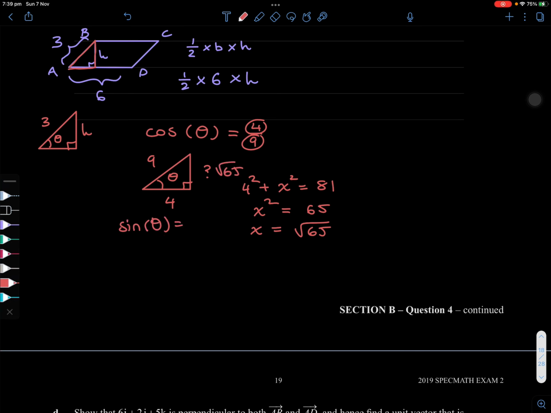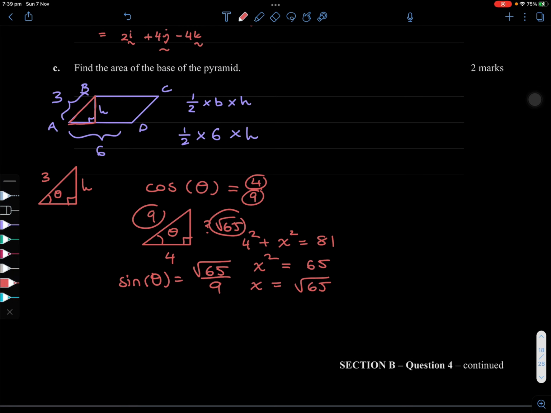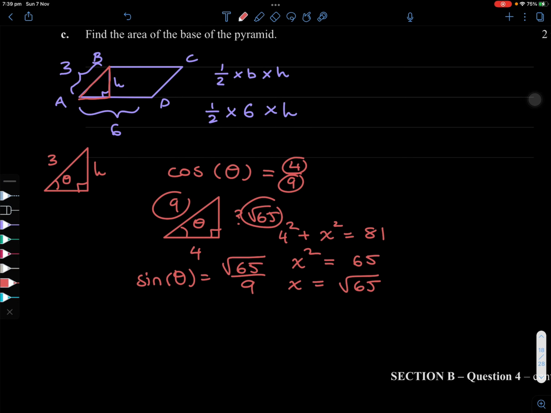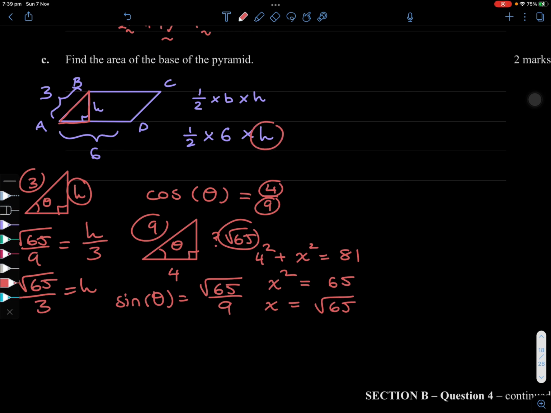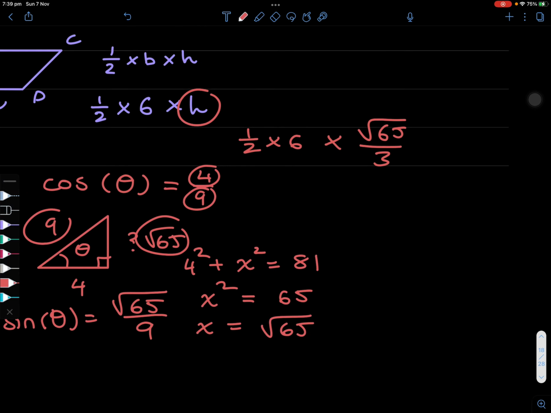So that means sine of theta is equal to opposite on hypotenuse. So we can go sine of theta, or what we just found, is equal to opposite on hypotenuse. Multiplying by 3 across gives us root 65 on 3 is equal to our height. So for our final answer, we can replace our height. We go half times 6 times root 65 on 3. These cancel, and we're left with root 65.